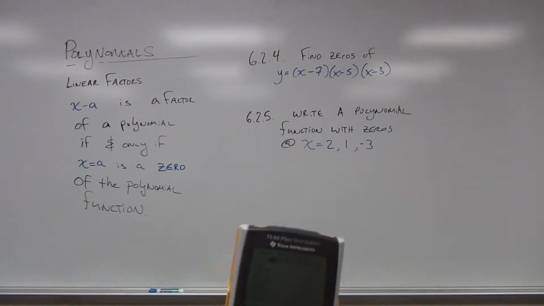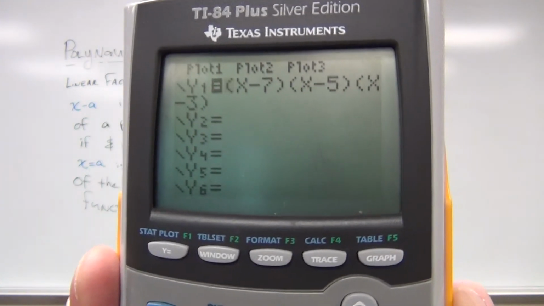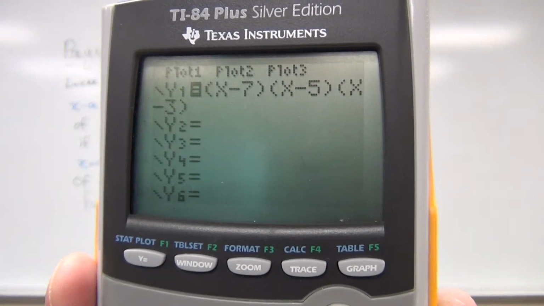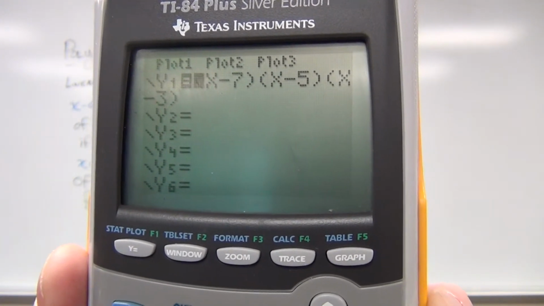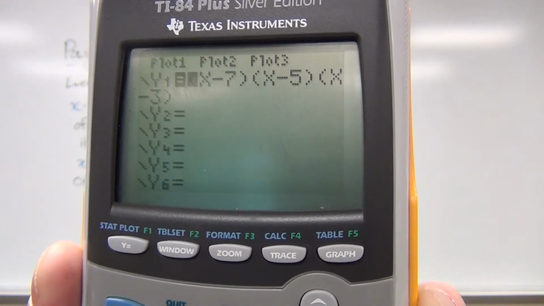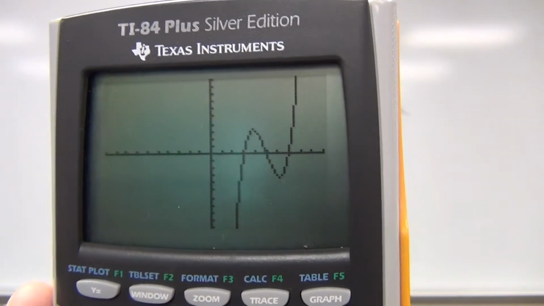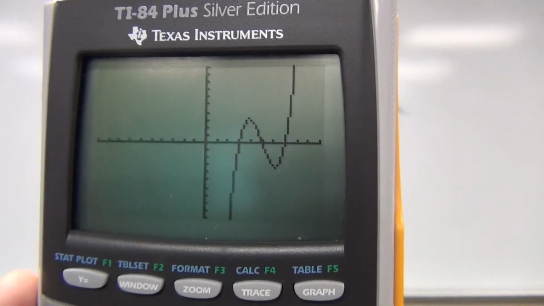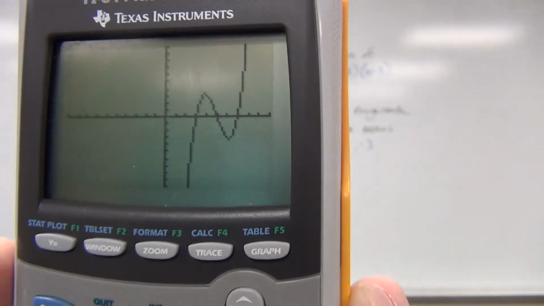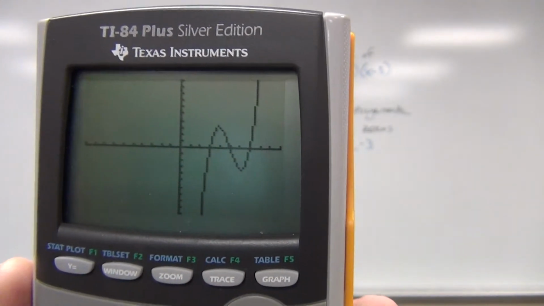Here, with my grapher calculator, and I'll try to make this visible to you all, I've put the function in there. It doesn't come out nice and pretty because it extends into the next line down, but I've written that function y equals x minus 7 times x minus 5 times x minus 3. And we can look at the graph of that function, and we can see where those x-intercepts are. The x-intercepts, again, are the zeros.